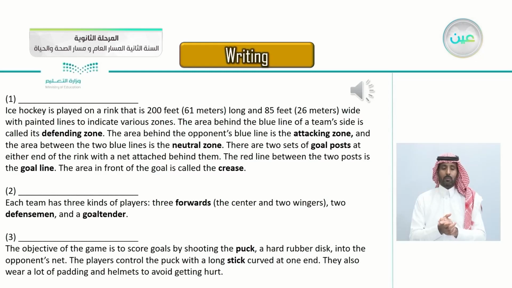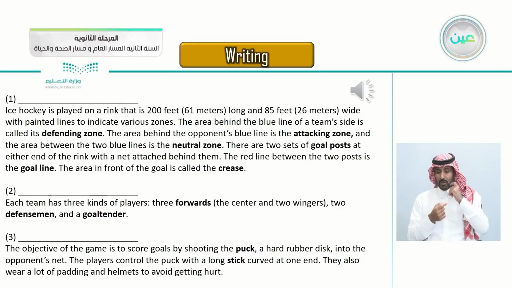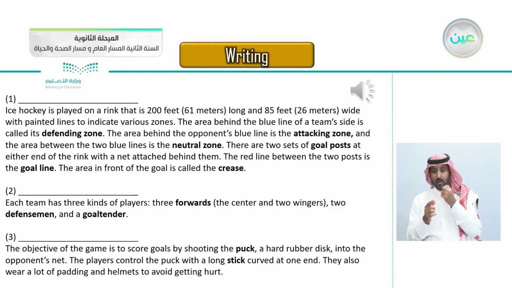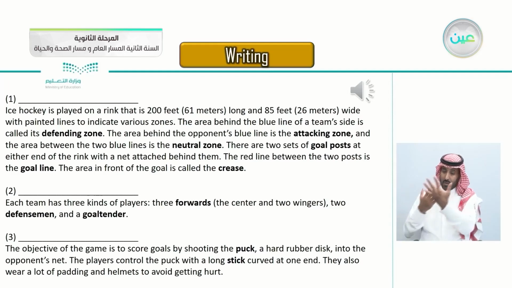Ice hockey is played on a rink that is 200 feet, 61 meters, long and 85 feet, 26 meters, wide with painted lines to indicate various zones. The area behind the blue line of a team's side is called its defending zone. The area behind the opponent's blue line is the attacking zone, and the area between the two blue lines is the neutral zone. There are 2 sets of goal posts at either end of the rink with a net attached behind them. The red line between the 2 posts is the goal line. The area in front of the goal is called the crease.